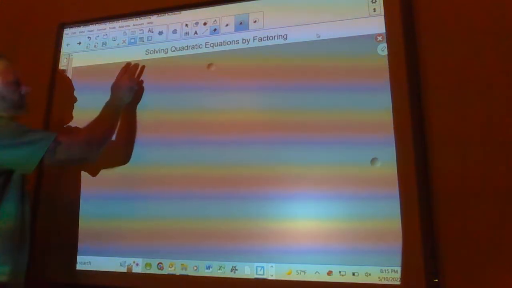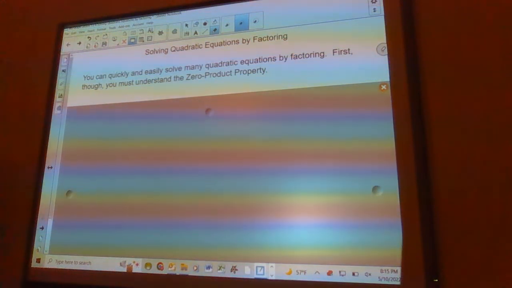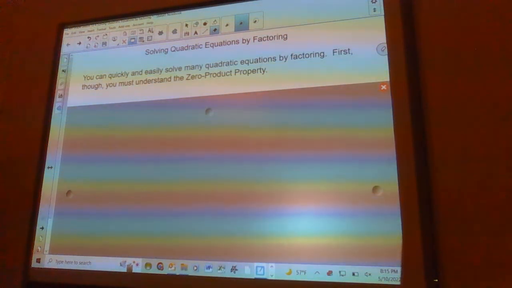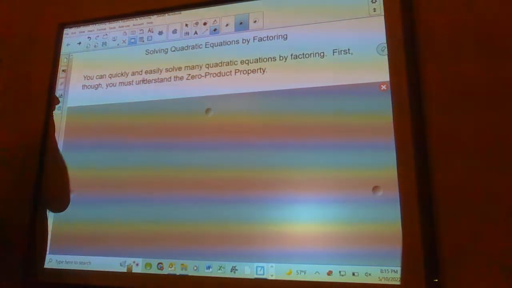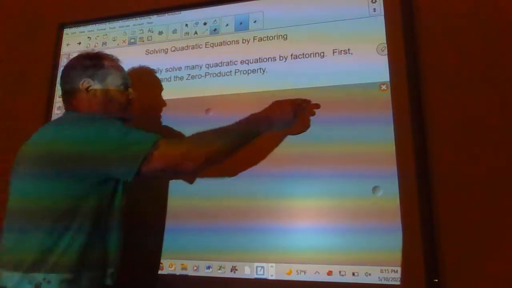Okay, so you can solve quadratic equations by factoring really quick a lot of times, but in order to do that, you need to understand the zero product property. So this is the zero product property.